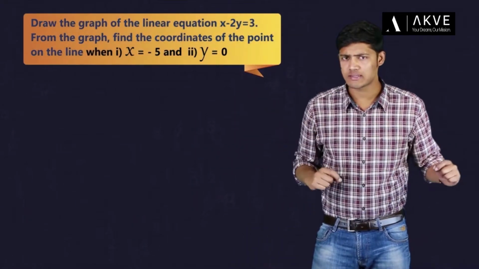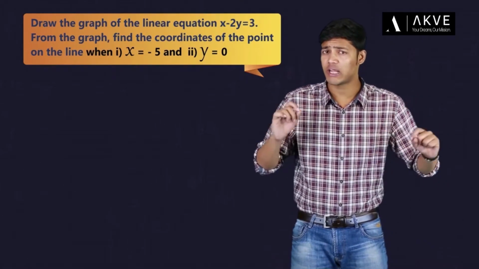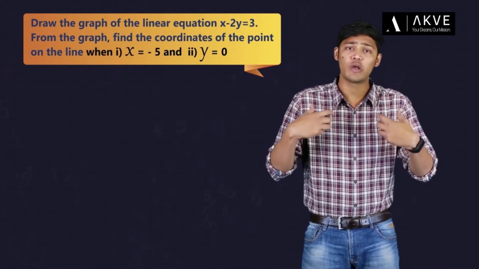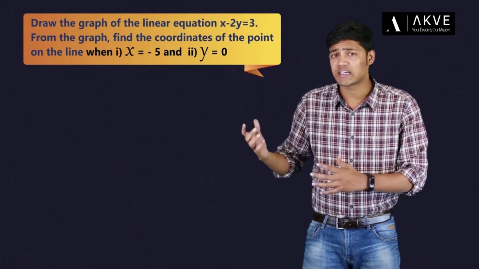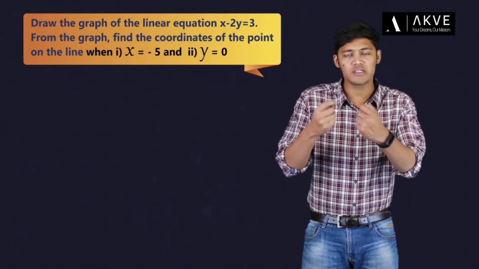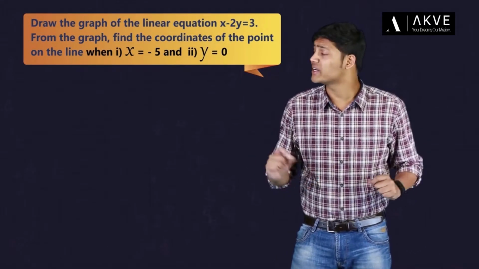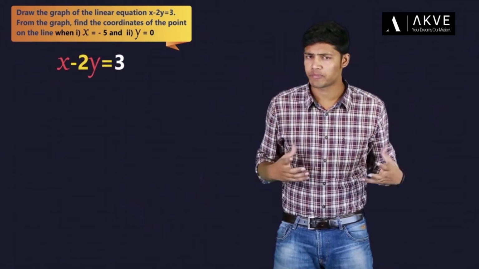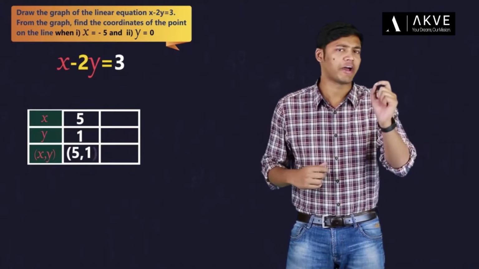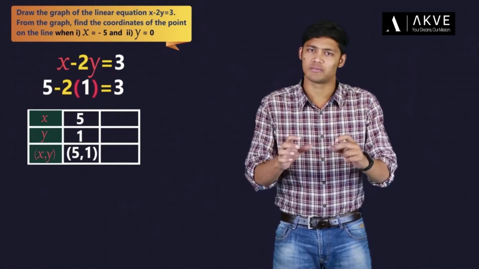The problem says we have to draw the graph of the linear equation x minus 2y equal to 3, and we have to find the value of y when the value of x is equal to minus 5, and the value of x when the value of y is 0. We need 2 points to draw the graph of the equation x minus 2y equal to 3. The first point could be (5, 1), since 5 minus 2 into 1 is nothing but 3.